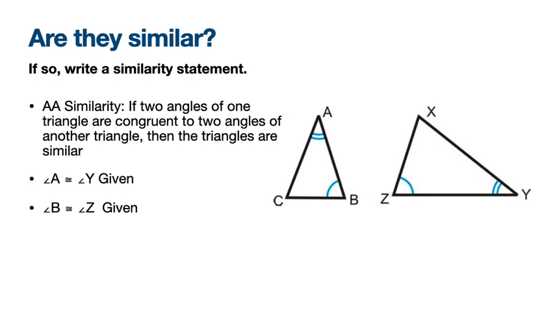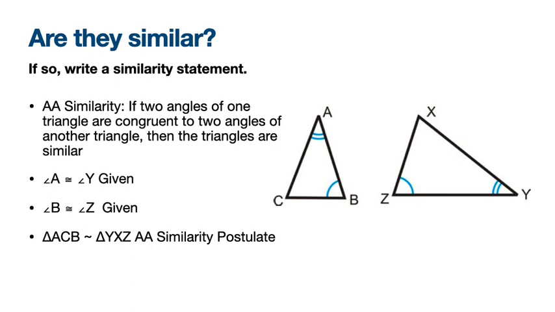We can call the first triangle, by our choice, with the order of the three letters of our choice, triangle ACB. I'm going to say triangle ACB is similar to triangle YXZ by the angle-angle similarity postulate. Notice I said the triangles are similar. They're not necessarily congruent, but they're similar, and the order of the letters matters.